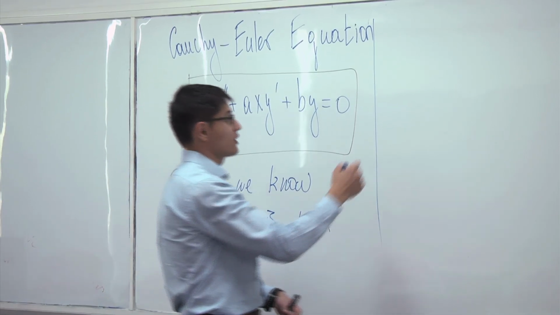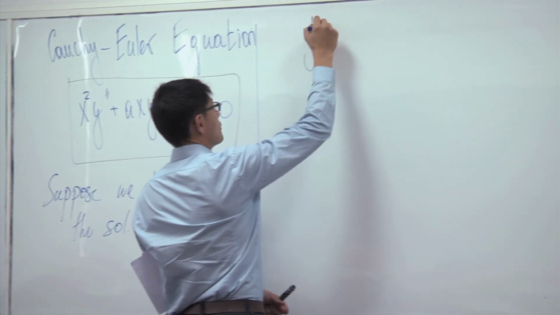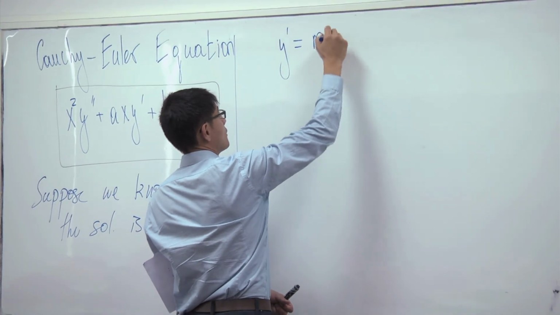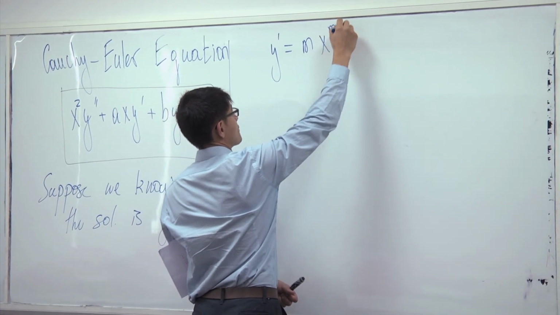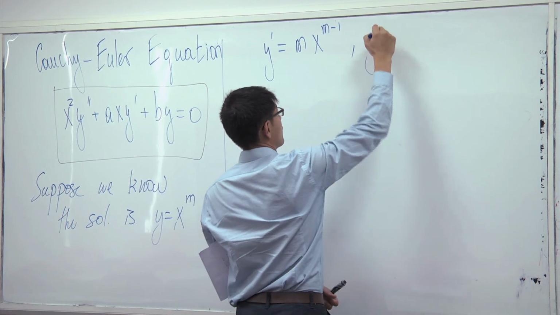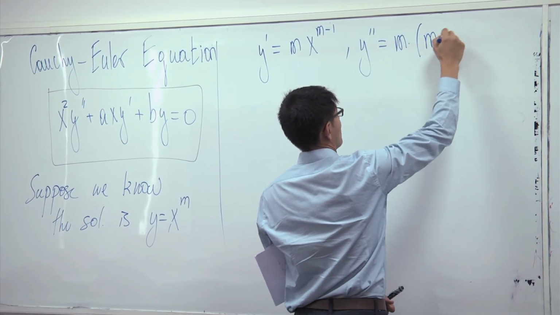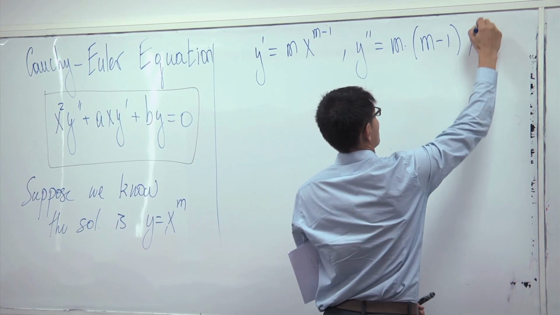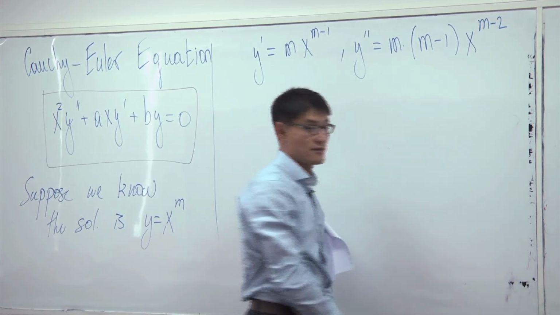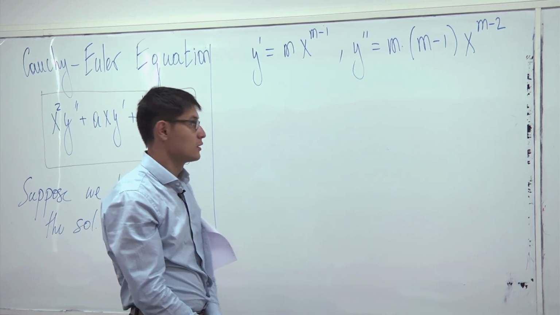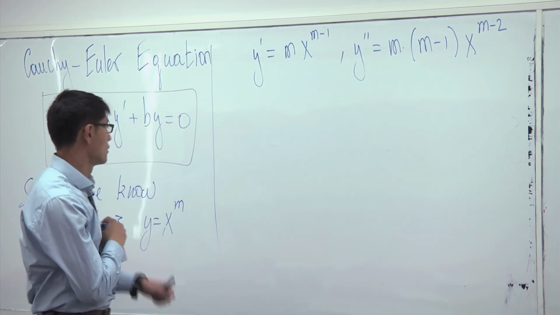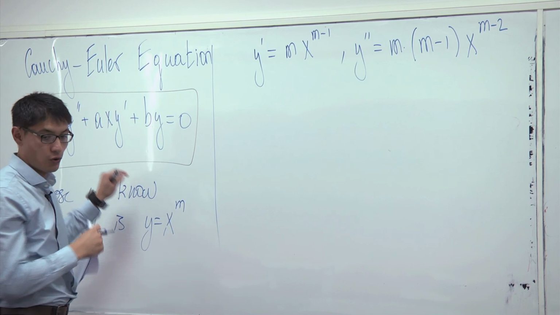All right, so if y equals x to the m, then y prime would be equal to m x to the m minus 1, and y double prime would be equal to m times m minus 1 x to the m minus 2. So let's plug in everything into the Cauchy-Euler equation.